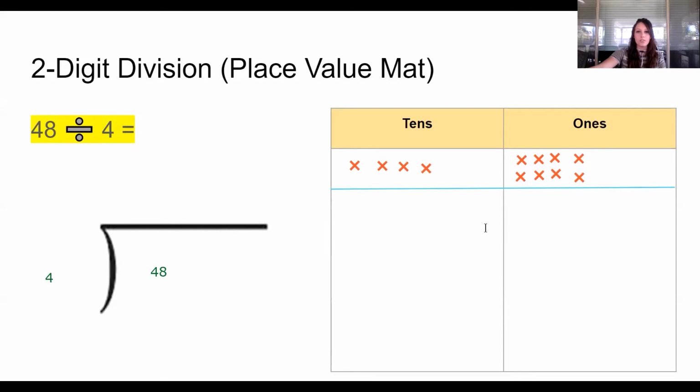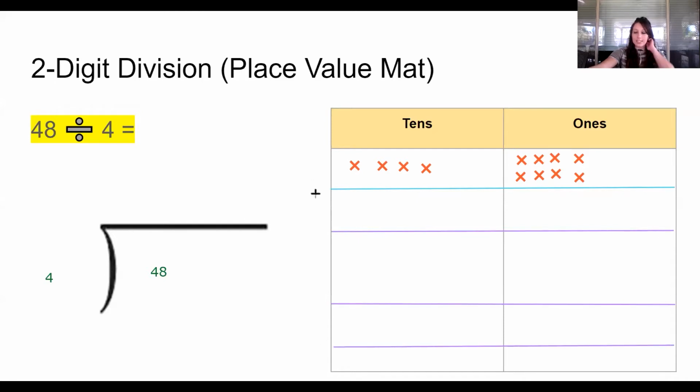Now, if we're using our place value mat, we're saying that 48, so all these shapes, are being divided by 4. So what I'm going to do is break up the bottom portion of my place value mat into 4 sections. I'm going to draw 1, 2, 3, 4. We have 4 sections here. And then we're going to take these 48 here and divide them up.